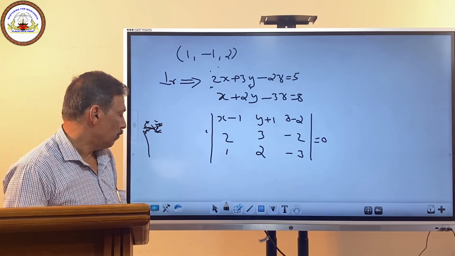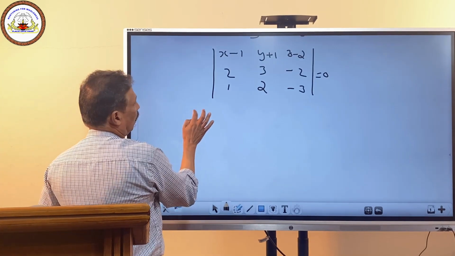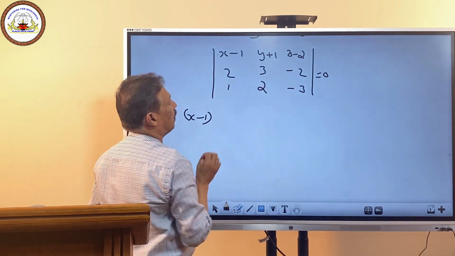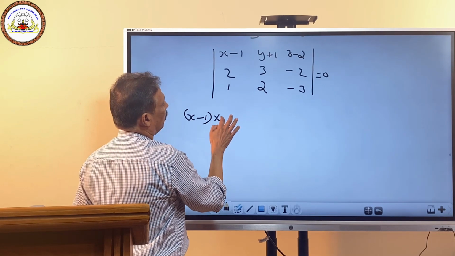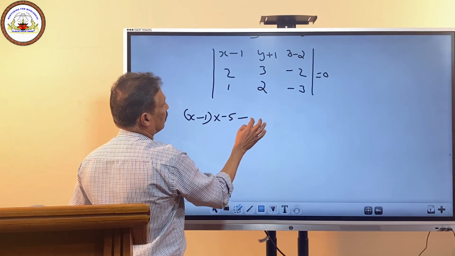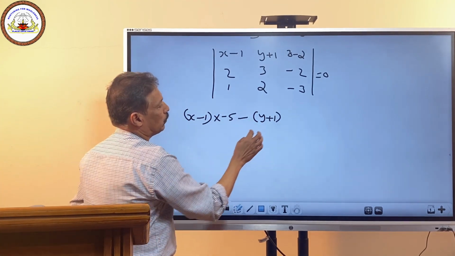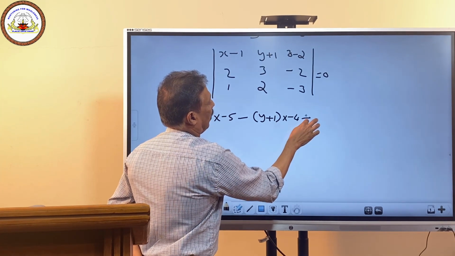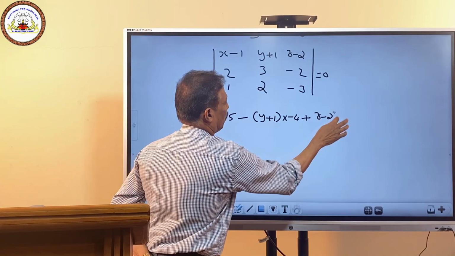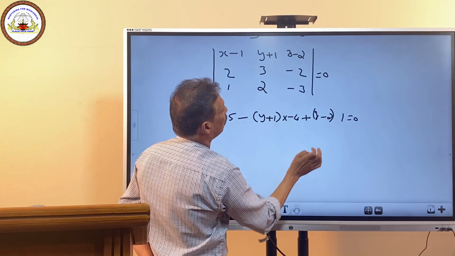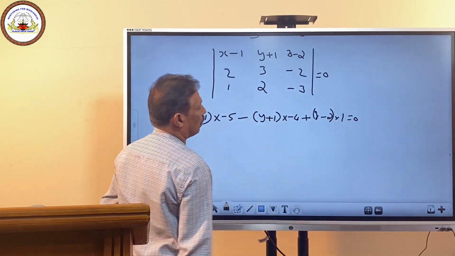The equation of the plane, expanding: x minus 1 into minus 9 plus 4, that is equal to minus 5, minus y plus 1 into minus 6 plus 2, that is equal to minus 4. Again plus z minus 2 into 4 minus 3, that is equal to 1.